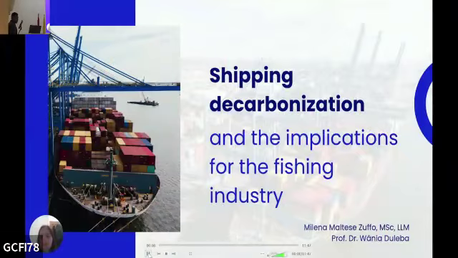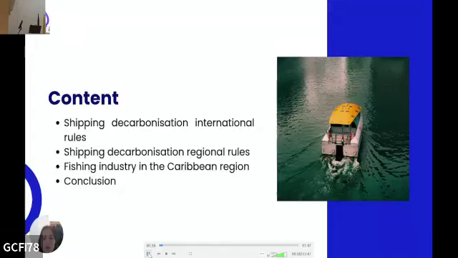Hello everyone, I'm Milena and I'll talk about shipping decarbonization and the implications for the fishing industry, with a particular focus on the Caribbean region. This presentation is part of an ongoing research conducted together with Professor Vania de Leba. I'll briefly go through these four main topics. First, understanding international rules, then how this is impacting regional rules. Finally, the characteristics and how this might affect the fishing industry in the Caribbean region, and then providing some conclusions on the potential implications and next steps.